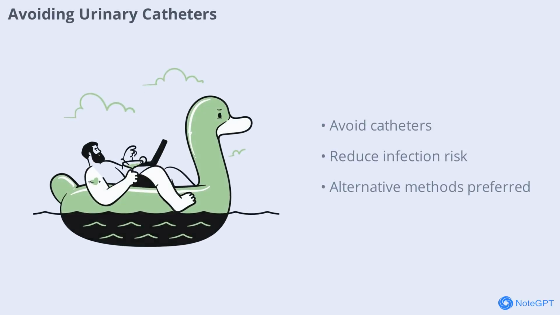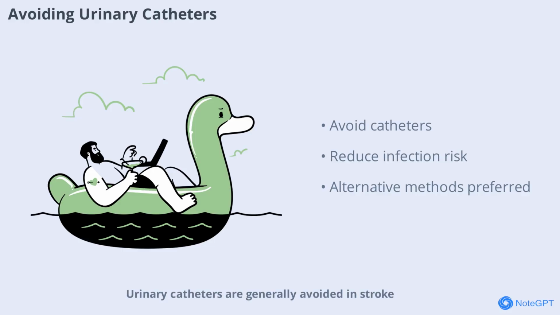Each preventive measure should be tailored to the individual patient's needs and risk factors. Urinary catheters are generally avoided in stroke patients due to the high risk of infection. Alternative methods for managing urinary issues are preferred whenever possible. Preventing infections is a key part of post-stroke care and can help improve overall outcomes.